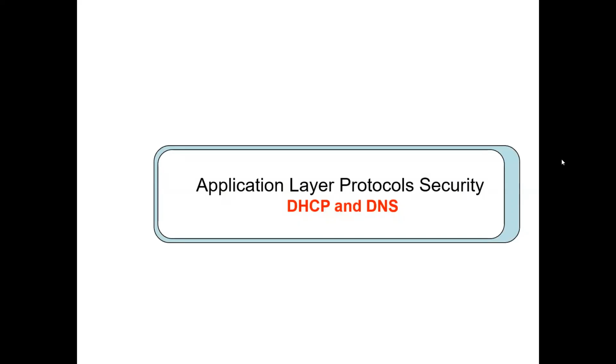Hello and welcome. So today we are going to discuss some application layer protocols. Two of the most popular protocols on the application layer are DHCP and DNS. We are going to discuss how these protocols work and what kind of attacks are usually launched on these two protocols.